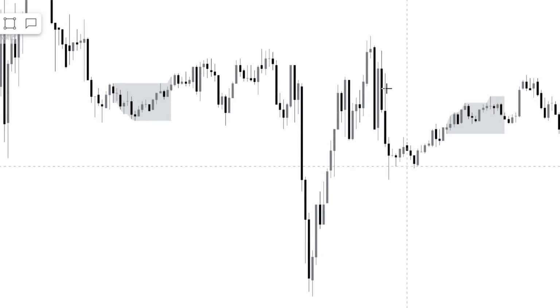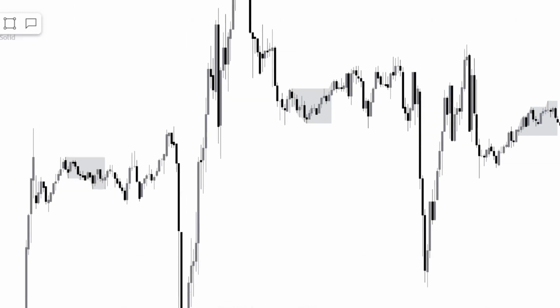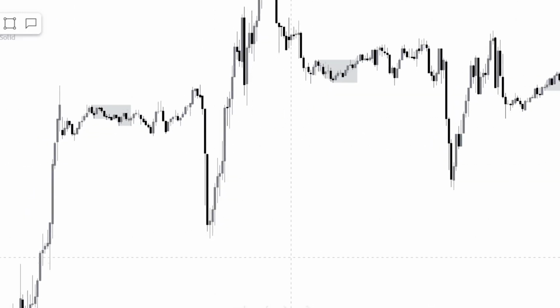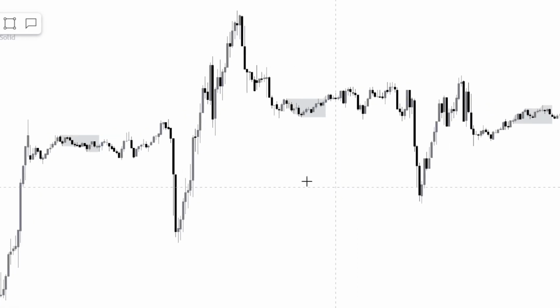So what I wouldn't class as a pullback is something like this, for example. This is not enough pips. This is not really a pullback. But this here is a pullback, right? So this now becomes our pullback leg. This becomes part of the structural range. So we have a high, prints a low, and this low prints a new high.